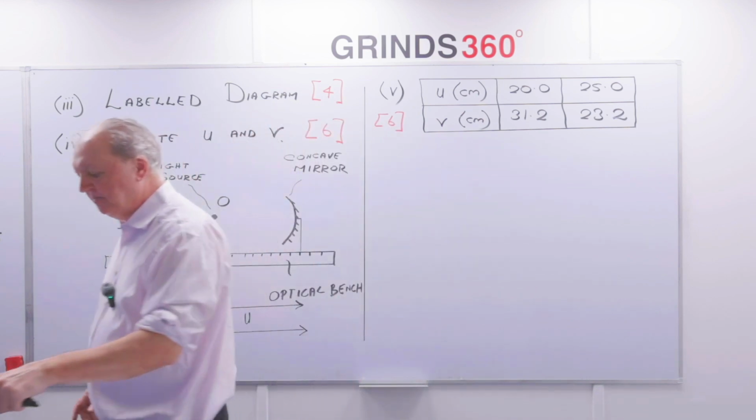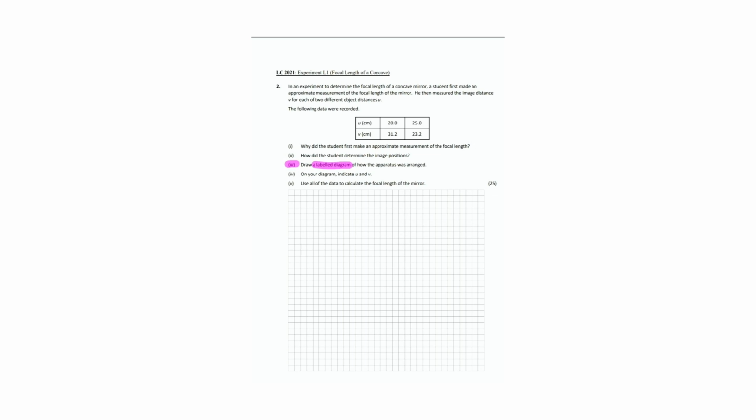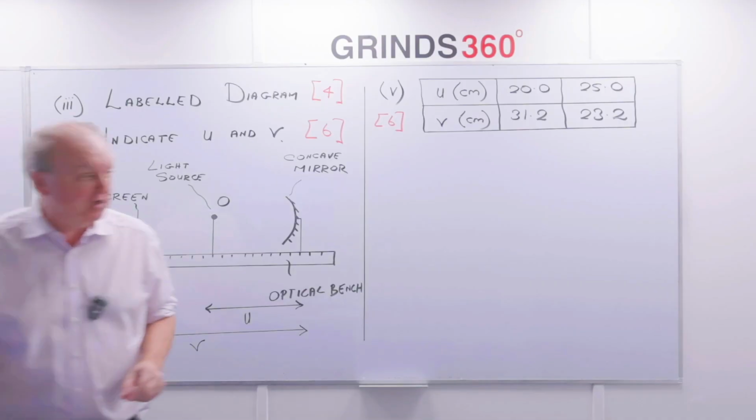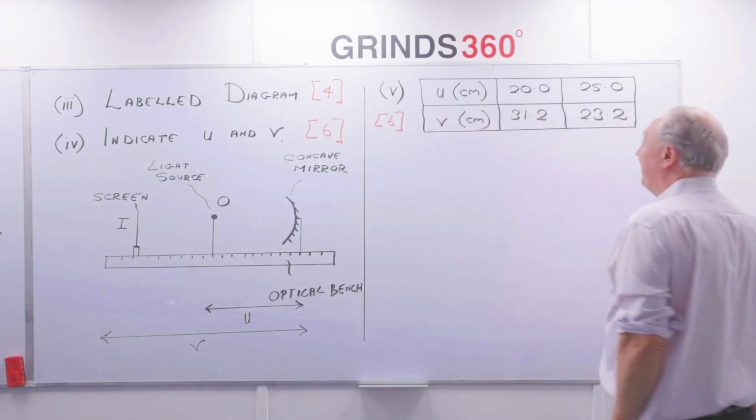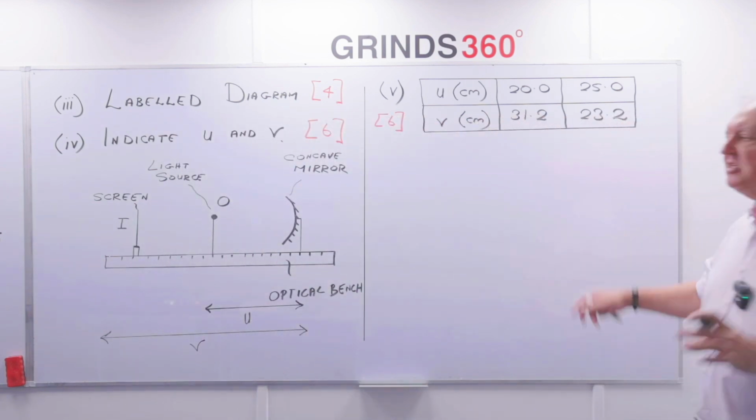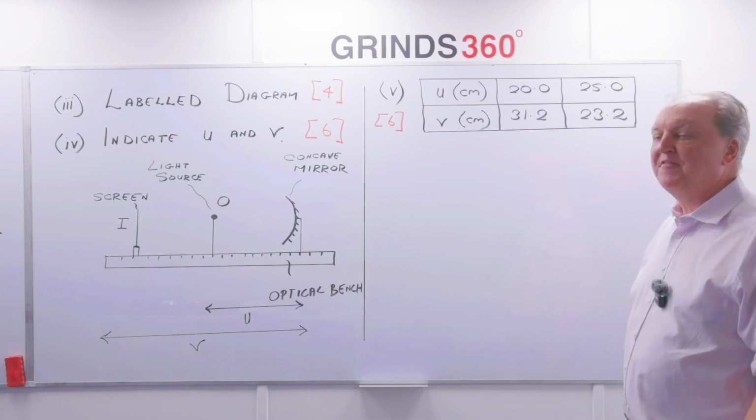So back to my question. Part 5. It says use all of the data to calculate the focal length of the mirror. So there's 2 ways to do the calculation. One is using the formula, and the other is using the graph. Well, if they don't ask you to use a graph, which they rarely do, by the way, then I'll definitely go for the formula. Definitely go for the formula. Much, much easier. So there's my table of results. So I've got to use all of the data in there to get my value of F.